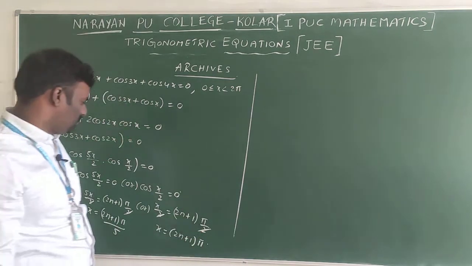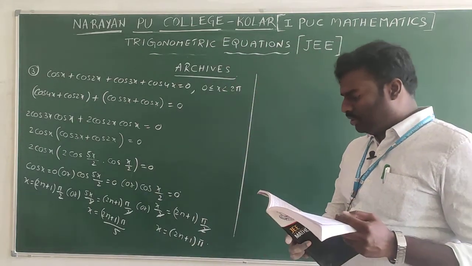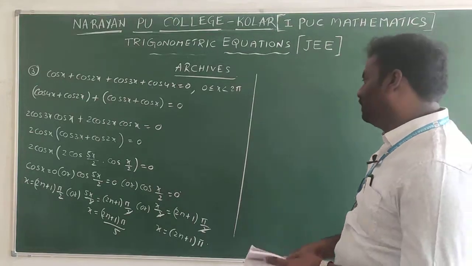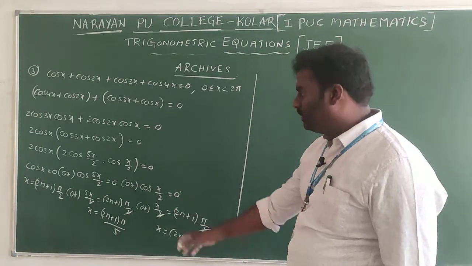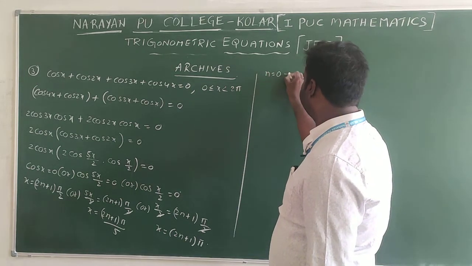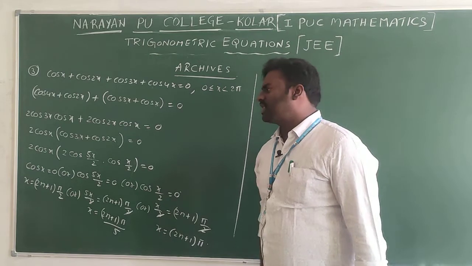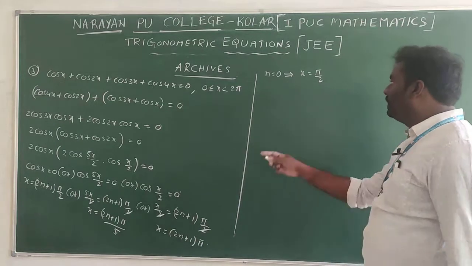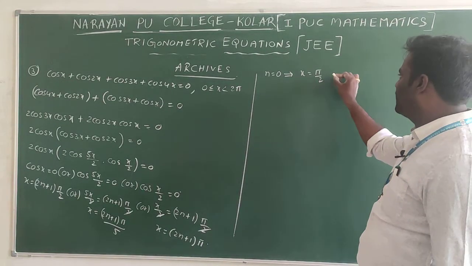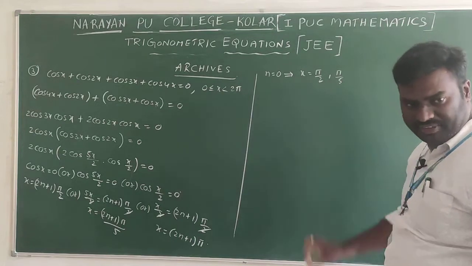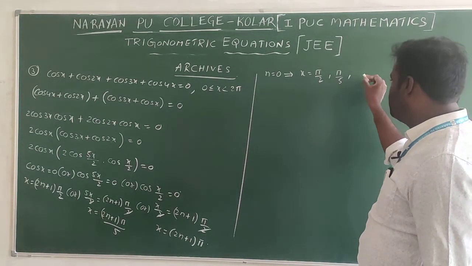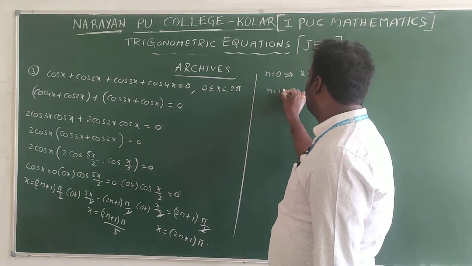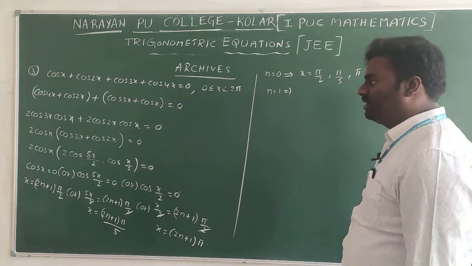Now substitute one by one. But in this question, in total we need to find the number of values of x. Okay. Now if you take n value 0, in the first condition if you substitute n value 0, you will get x is pi by 2. In the second condition if you substitute n value 0, x is pi by 5. In the third condition if you substitute n value 0, then x is pi. Okay. Next n value 1. Substitute in the first one, 3 pi by 2.